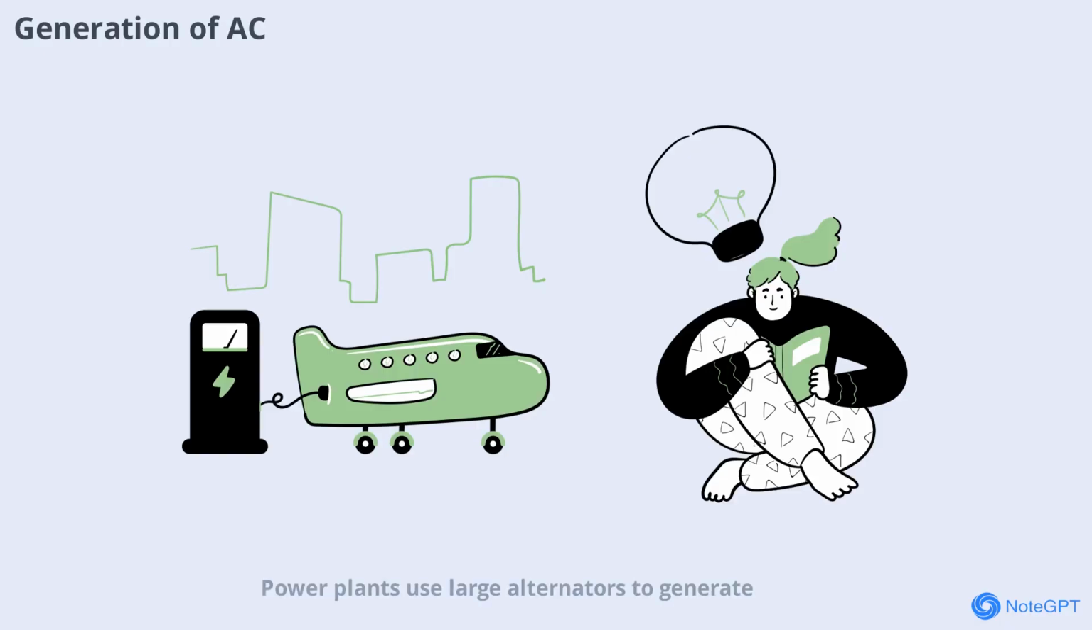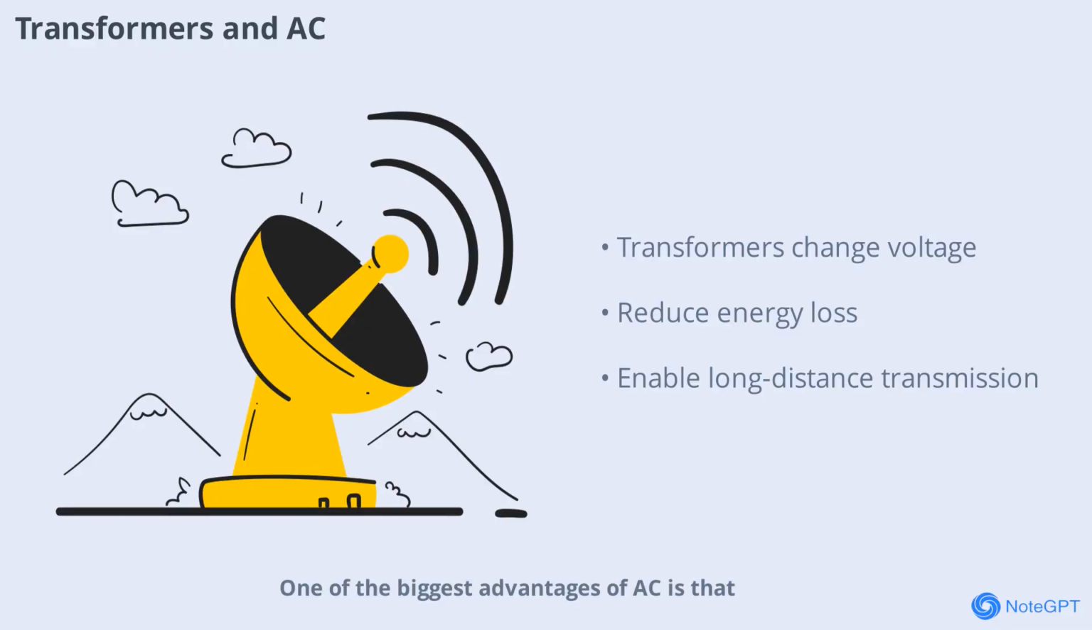Power plants use large alternators to generate the electricity that powers our homes and industries. Understanding how AC is generated helps us appreciate the engineering behind our electrical infrastructure. One of the biggest advantages of AC is that its voltage can be easily increased or decreased using transformers. Transformers work on the principle of electromagnetic induction and are essential for efficient power transmission.